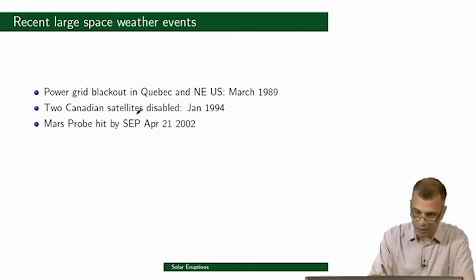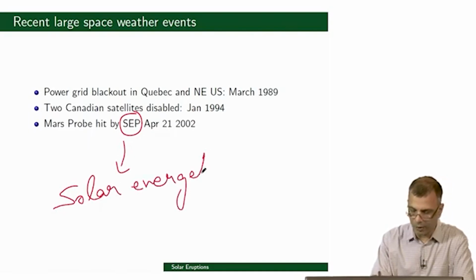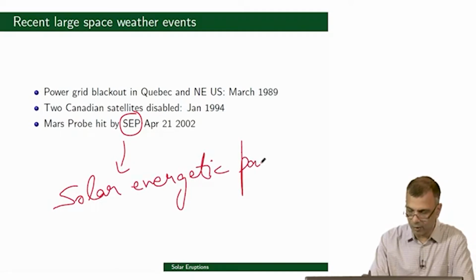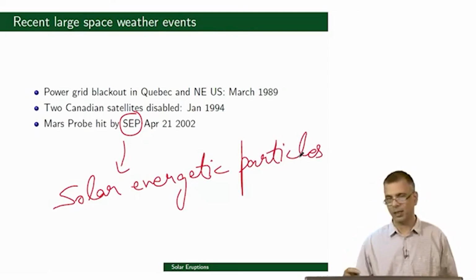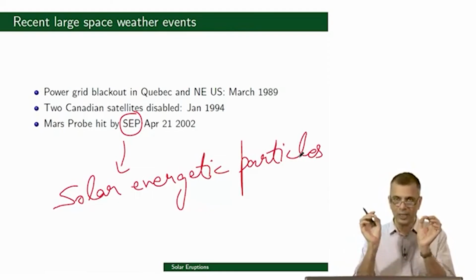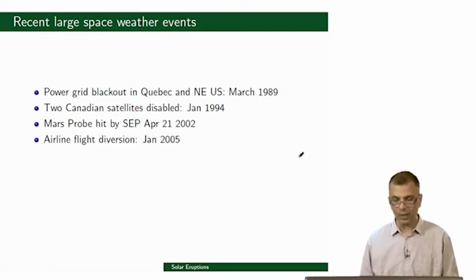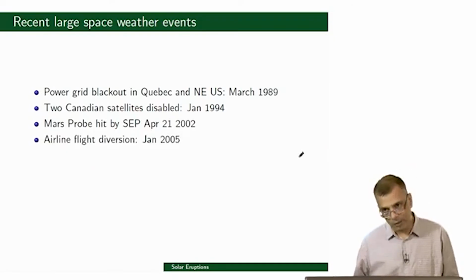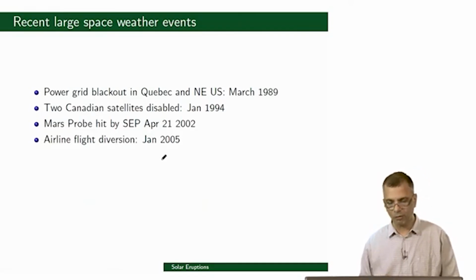And the Mars probe was hit by solar energetic particles. This is a short form for solar energetic particles that were emitted during the course of one of these eruptions, like we saw in the movie, these white specks. So these are called solar energetic particles. This happened because of a rather large geomagnetic storm in January 2005.